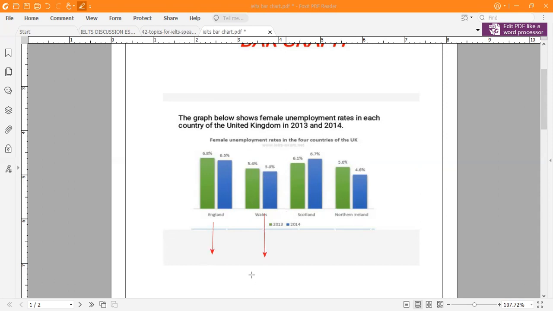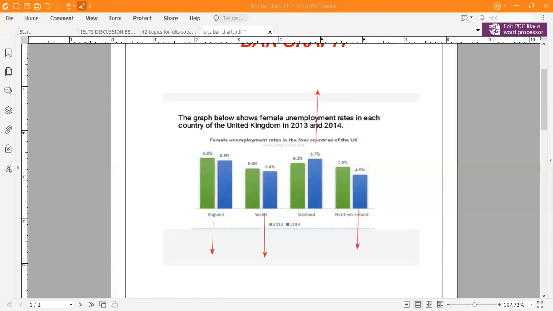Alright. Let's have a look at Scotland. So Scotland actually witnesses 6.1 in 2013, right? And in 2014 it increased، ارتفعت إلى 6.7. إذا هنا ارتفاع. Right? لأنه ما يهمنا الآن هو 2014. طيب نلاحظ الدولة الأخيرة اللي هي North Ireland, it was 5.6 in 2013 ولكن في 2014 it decreased or declined up to 4.6%. إذا هنا انخفاض.